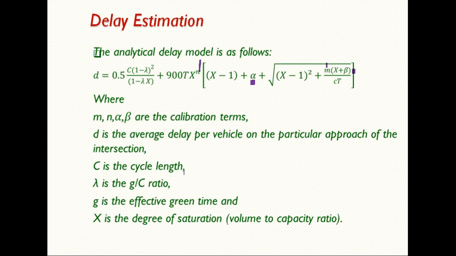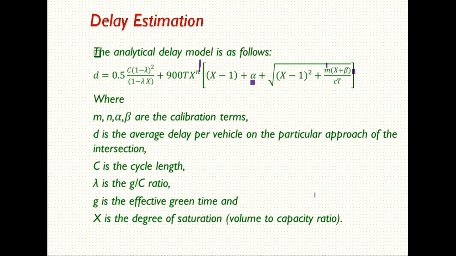C is cycle length, and lambda is the G by C ratio, where G is the effective green time and X is the degree of saturation, that is volume to capacity ratio. Now the basic structure of this equation is taken from the Highway Capacity Manual of US, and it is calibrated for Indian conditions using these calibration terms M, N, alpha and beta.